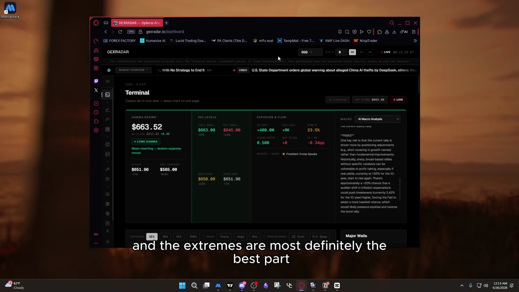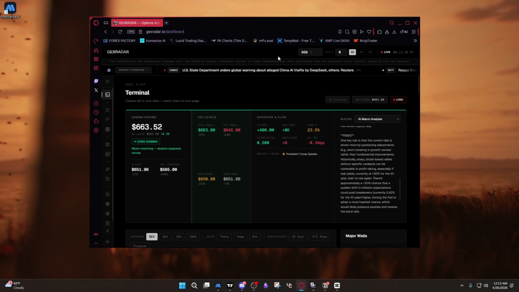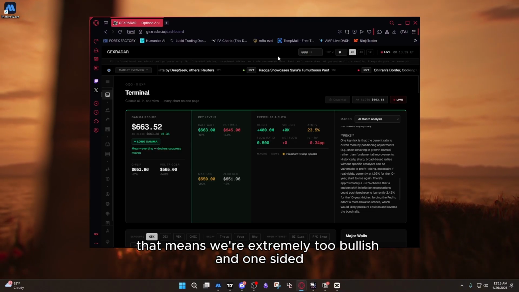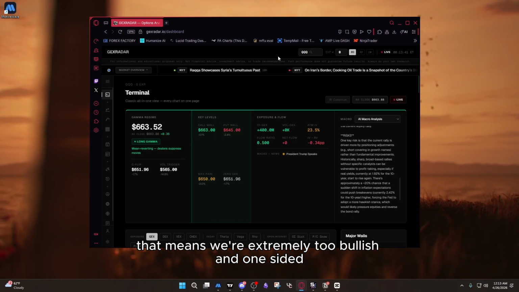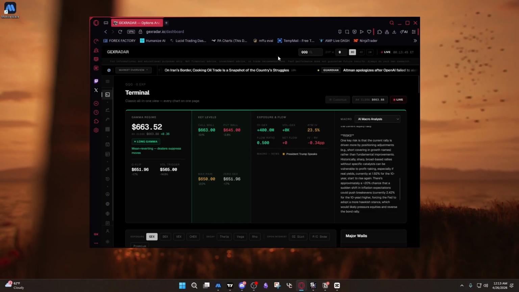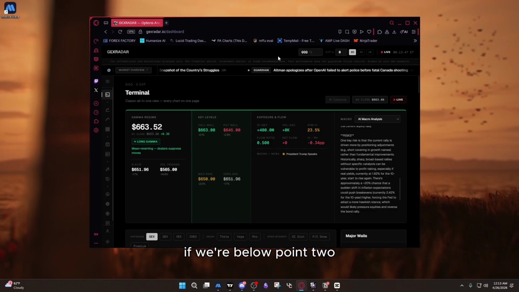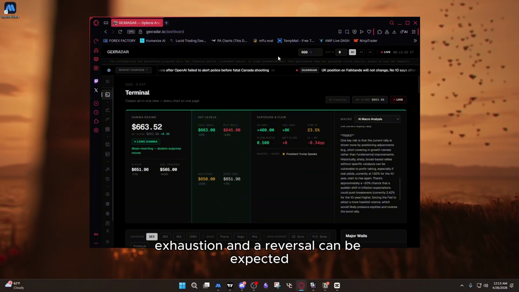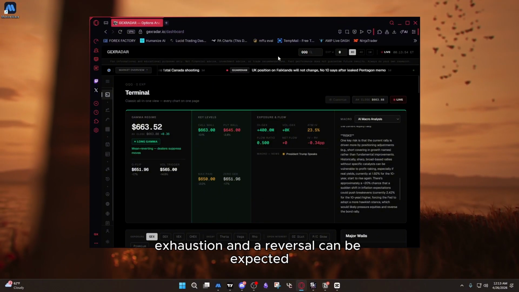And the extremes are most definitely the best part. If we're above 0.8, that means we're extremely bullish and one-sided, which can indicate that an exhaustion and a reversal can be expected. If we're below 0.2, meaning we're extremely bearish, exhaustion and a reversal can be expected.